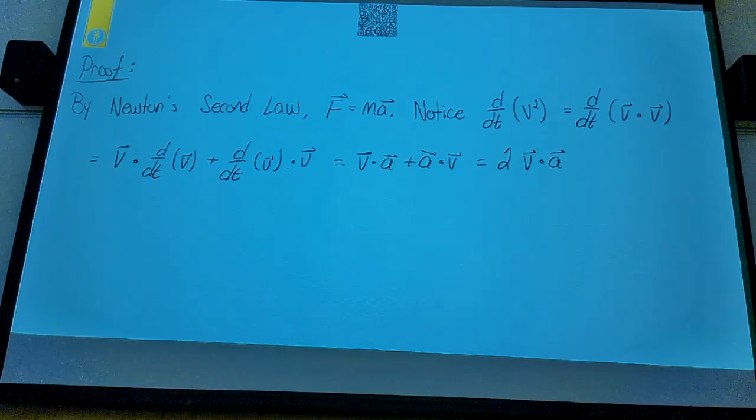Since the dot product is commutative, they're actually the same. So we can write that as 2 times v dot a. So if you look at v dot a, that's just a half d dt of v squared, and that's going to be important.